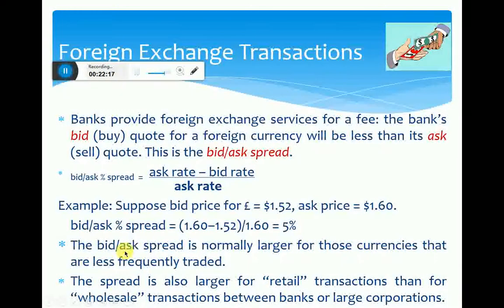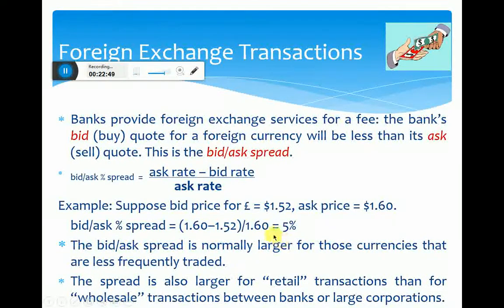The bid and ask spread is normally larger for those currencies that are less frequently traded. Basically, this percentage is very high for those currencies which are less common in that specific market. For the currencies which are very common and which people trade very much, this percentage will be very low. The spread is also larger for retail transactions than for wholesale transactions.